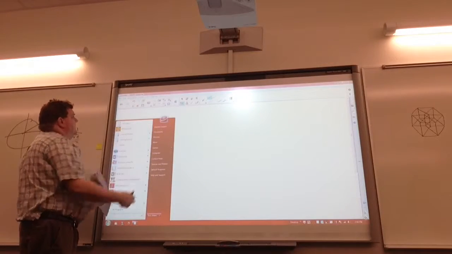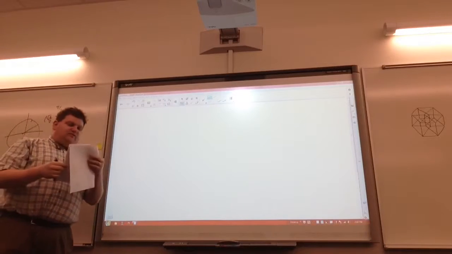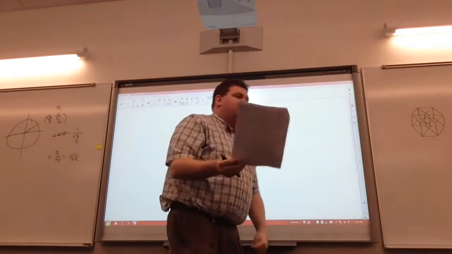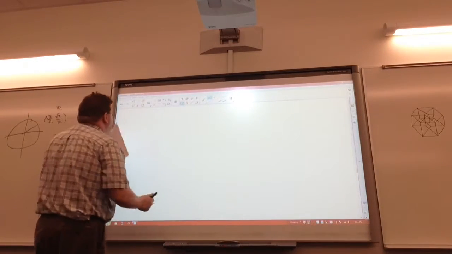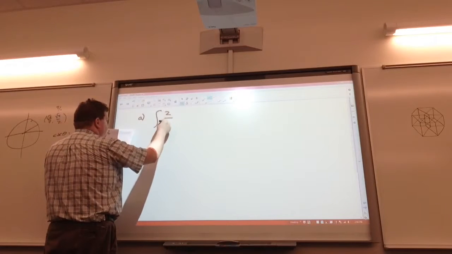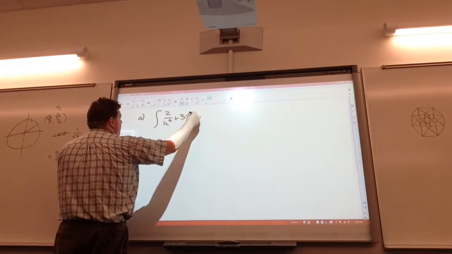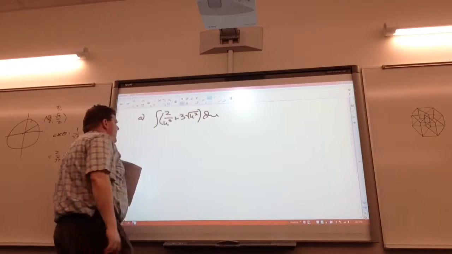Moving on. The next page is the one a lot of people had trouble with. And there were lots of weird little errors and things like that. Let's start with A on this next page. We have the integral from 2 of 2u cubed plus 3 root u cubed, du, right?